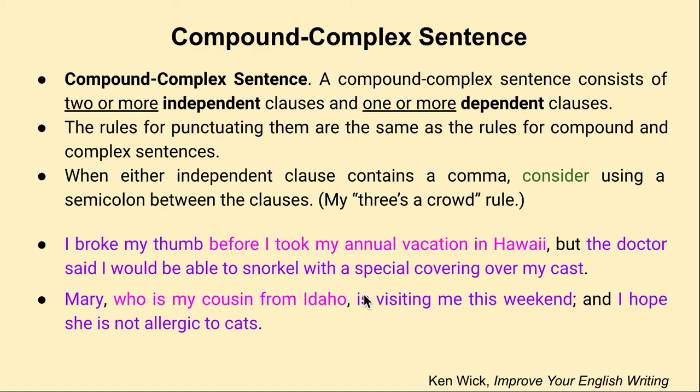Mary, who's my cousin, is visiting me for the weekend. Then once again, I'm using my three's a crowd rule, because having the comma here is probably less confusing than my previous example with the items in a list. You could probably get away with a comma here. I wouldn't say it's necessarily wrong, but it's something to consider. Remember, I said consider using the semicolon. I chose to use the semicolon because I can, but I wouldn't necessarily say a comma is wrong.